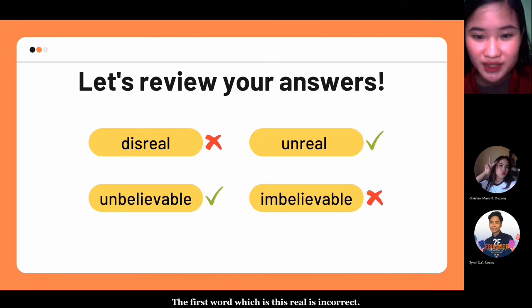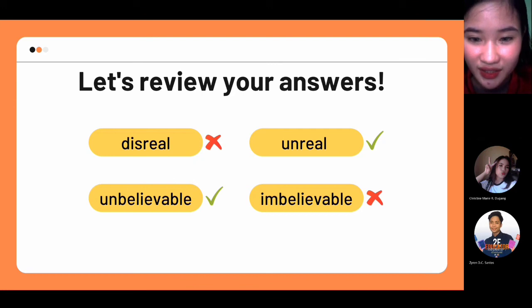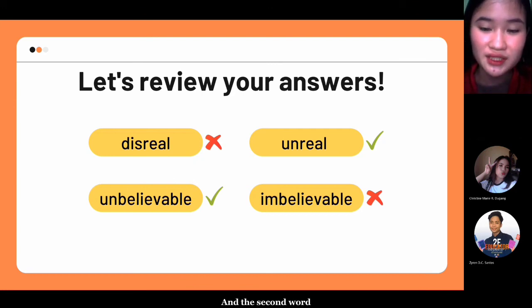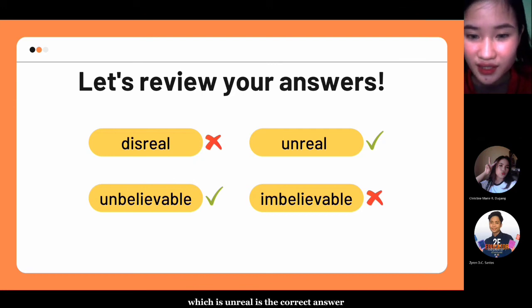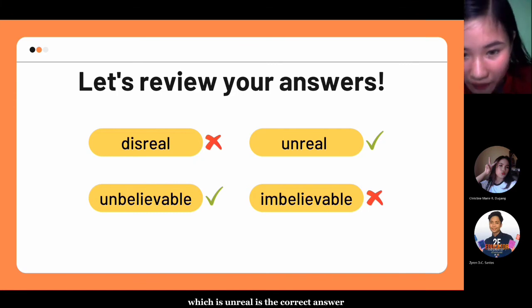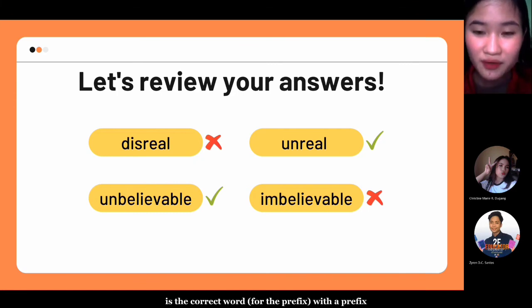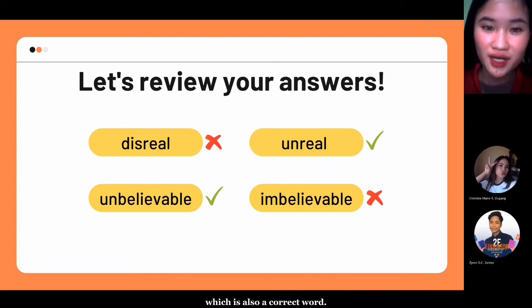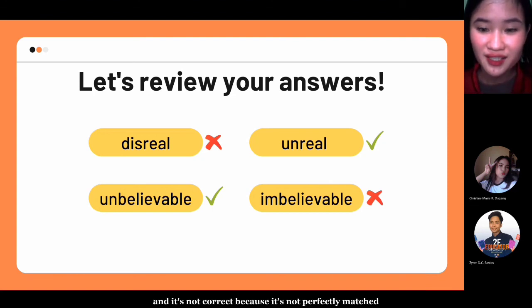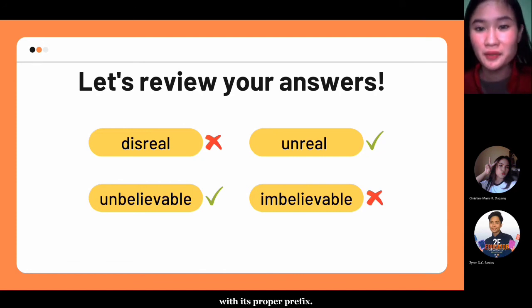The first word, which is disreal, is incorrect. And the second word, which is unreal, is the correct answer. It is the correct word with a prefix. And the third one is unbelievable, which is also a correct word. And the last one is unbelievable, and it's not correct because it's not perfectly matched with its proper prefix.